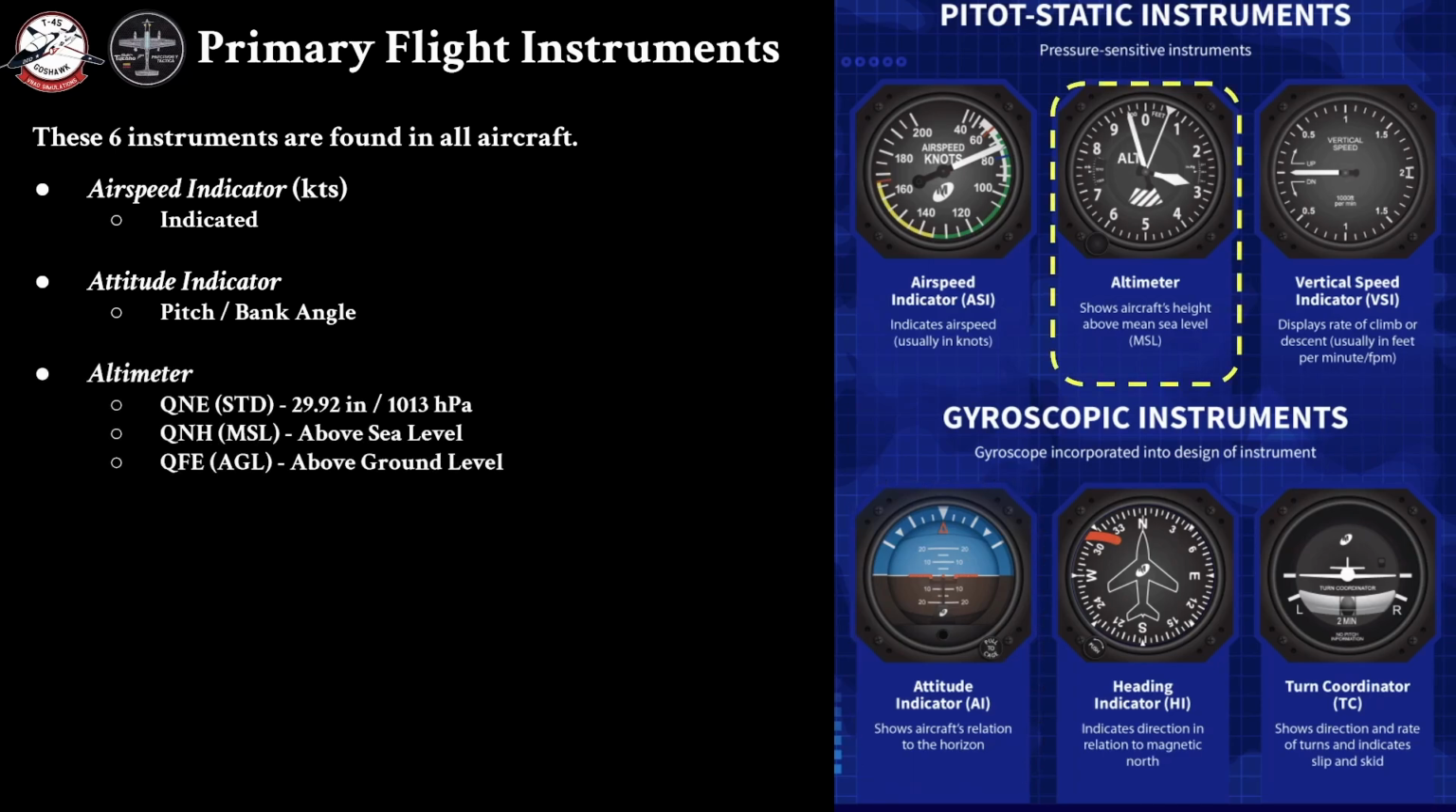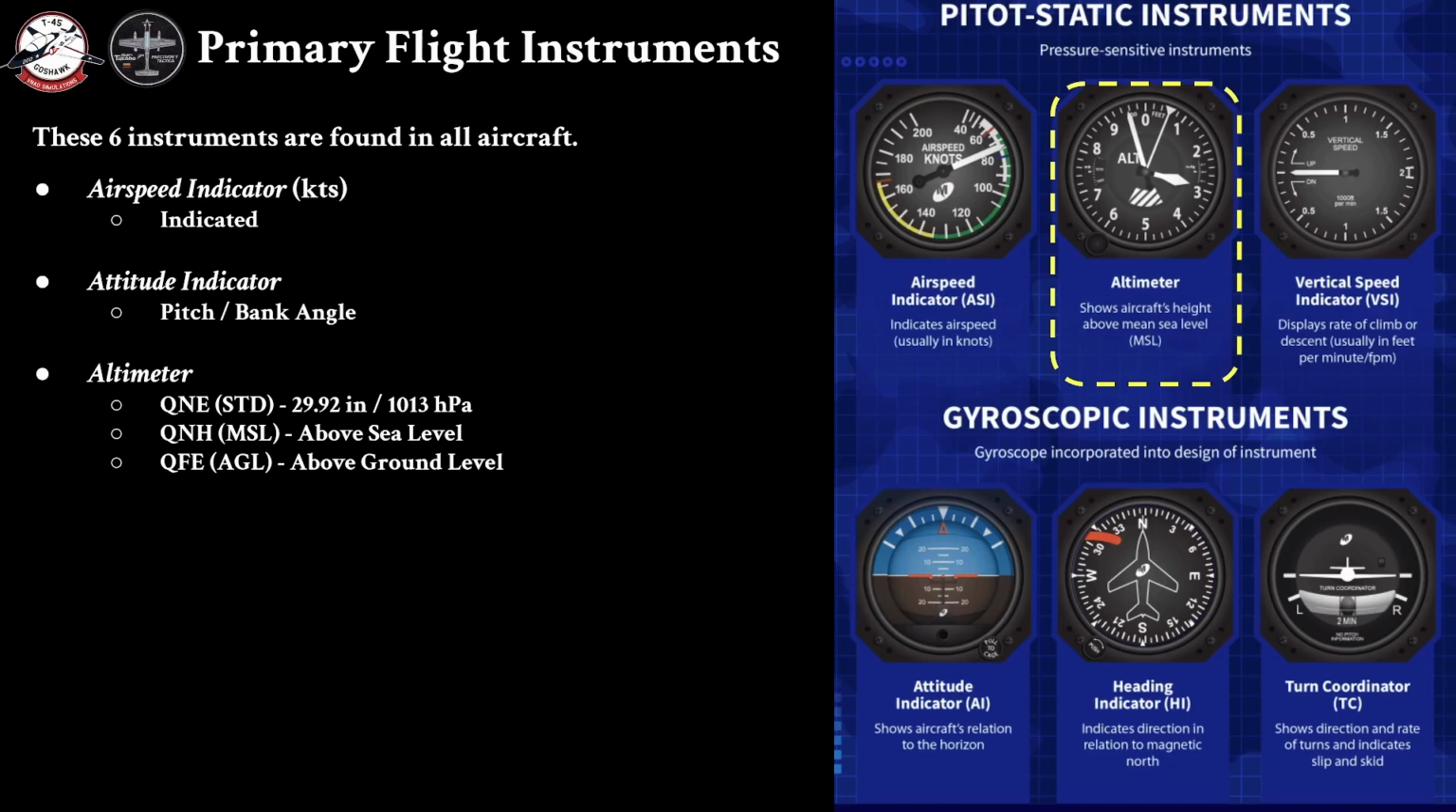Next one here is going to be the altimeter, which basically shows the altitude of the aircraft, and it shows it in different ways. But if set properly, it's typically showing above ground, above sea level. Okay. Now, in DCS, you're going to hear a couple of terms: QNE, QNH, QFE.